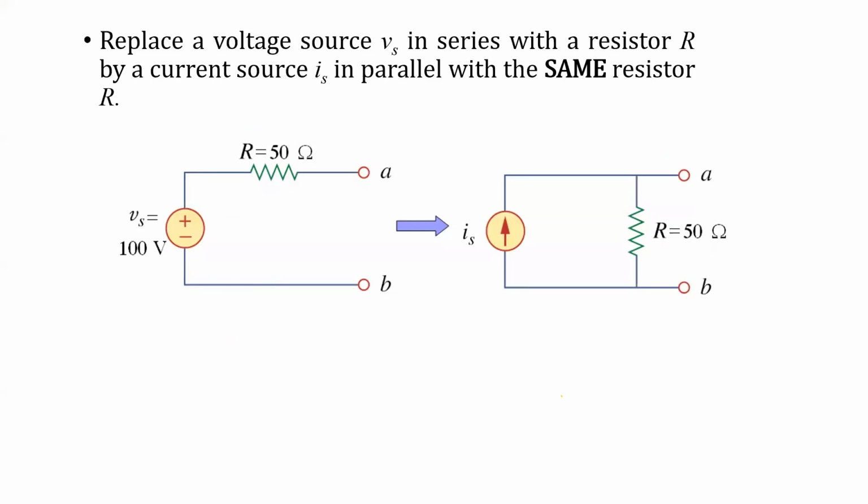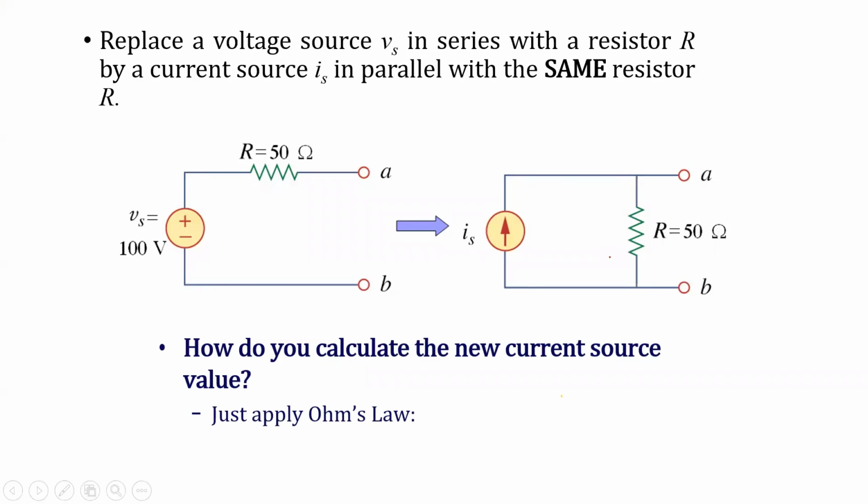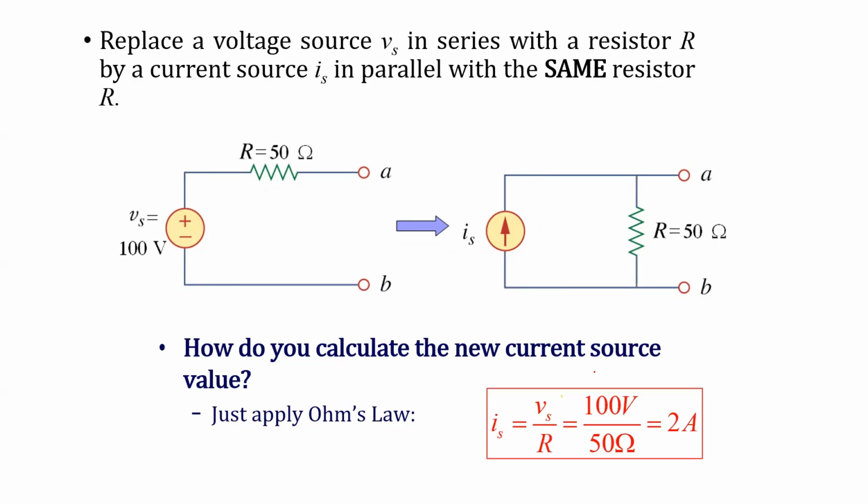Okay, here the simple problem: replace the voltage source V in series with the resistance R by the current source Is in parallel with the same resistance R. All right. So already it is done here. The voltage source in series with the resistance is converted into a current source in parallel with the resistance Rs. What is the value of Is here? Using Ohm's law, Is equals Vs divided by Rs. Vs is 100, R is 50, that is 2 amps.